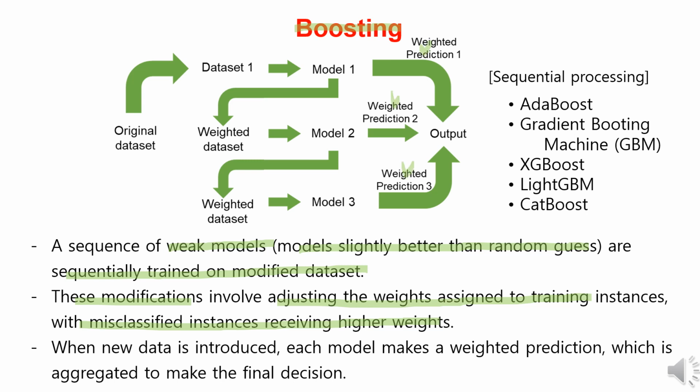When new data is introduced, each model makes a weighted prediction, which is aggregated to make the final decision. This process helps the models to compensate for errors made by previous models, ultimately improving prediction accuracy and enhancing the model's generalization ability. Boosting encompasses techniques like AdaBoost, GBM, XGBoost, LightGBM, and CatBoost, and in the next video, we'll explore individual boosting methods in more detail.